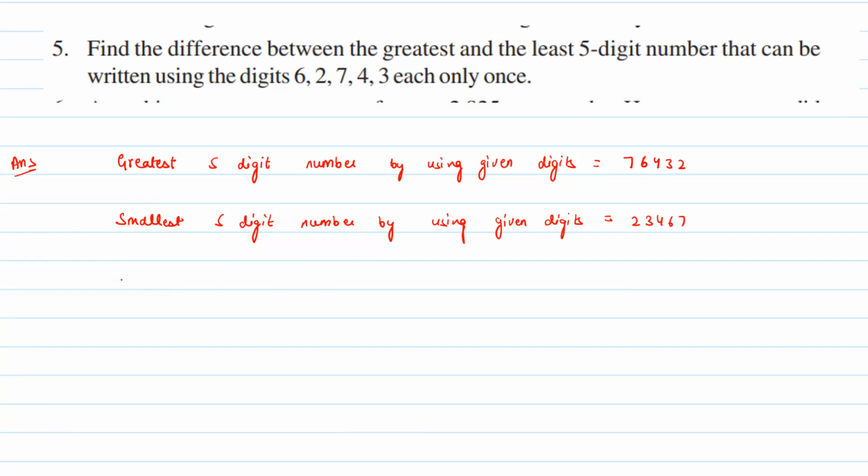So the difference between greatest and smallest, just have to minus it. 76432 minus 23467. The answer will be 52965. Okay, this is the answer only.